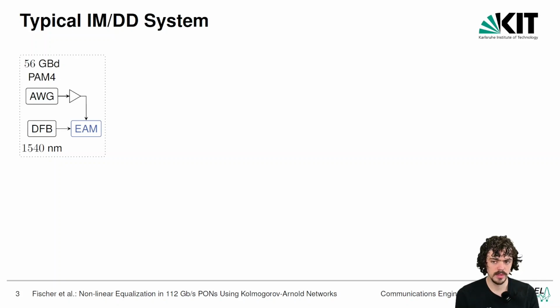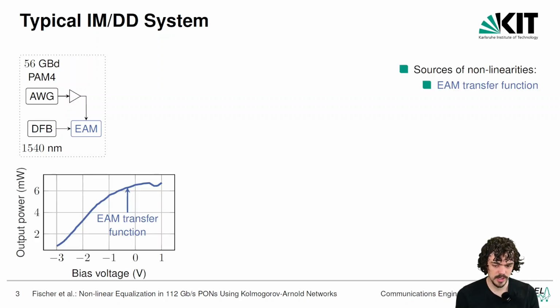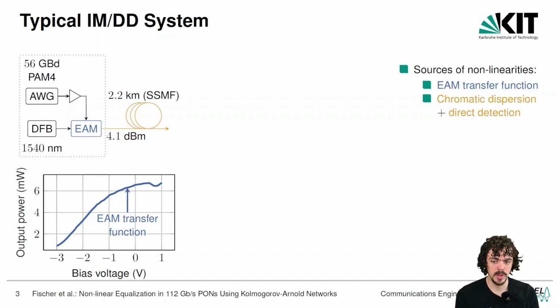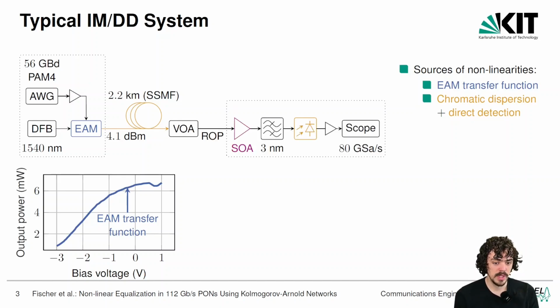Now, to illustrate where these nonlinearities and impairments are in a typical IMDD system, I'm going to show you the diagram for the setup we had in our lab. At the transmitter side, we have an electroabsorption modulator that has a nonlinear transfer function. After modulating the laser beam, it gets fed to 2.2 kilometers of standard single-mode fiber, where it accumulates chromatic dispersion. However, since we are performing direct detection by a photodiode, this manifests as a nonlinear effect.